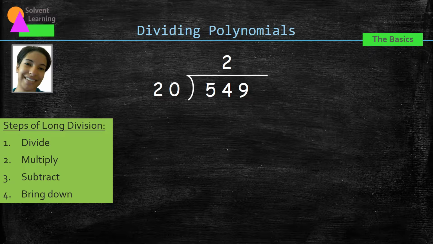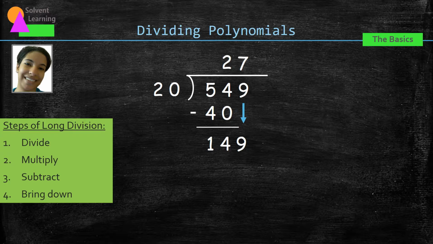That's where we're going to write our quotient, our answer. Our next step is to multiply the 2 times 20, which gives us 40. Our third step is to subtract this 40 from the 54, giving us 14. And then we bring down the next digit from the dividend, which is 9. Okay. Now we repeat the steps. Okay. 149 divided by 20 gives us 7. We write that up top.